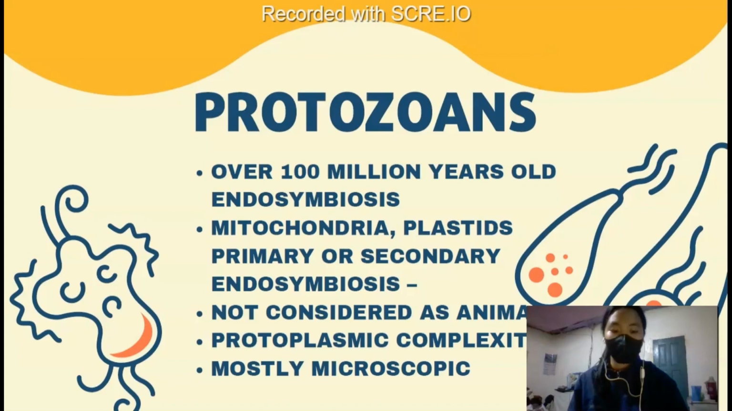Unicellular eukaryotes are often referred to as protozoans. Protozoans are some of the earliest forms of eukaryotic life that we found on this planet. There are fossil records of protozoans going back over 100 million years ago. Protozoans came about through a process called endosymbiosis.